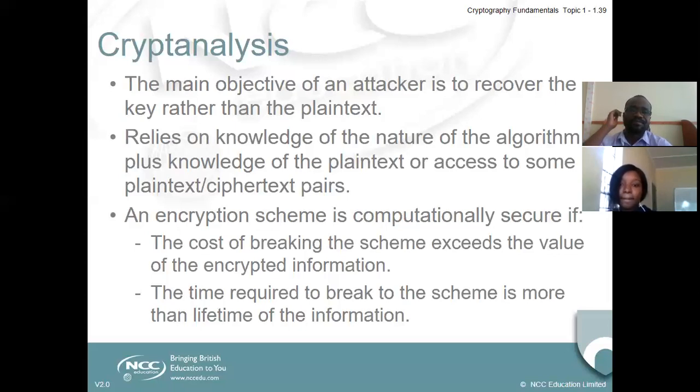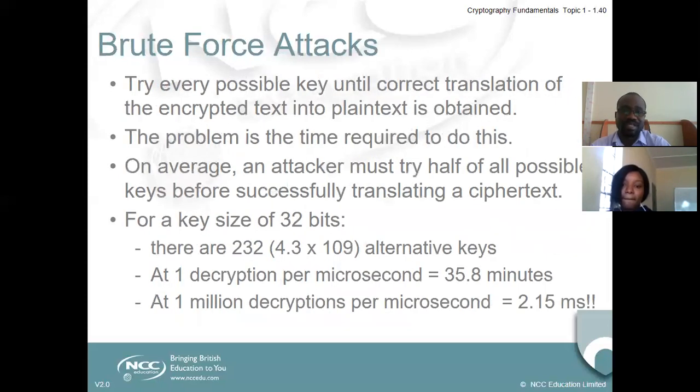So, an encryption scheme is computationally secure if the cost of breaking the scheme exceeds the value of the information. Or, the time required to break the scheme is more than the lifetime of the information. There is also brute force. That's another type, the brute force attack.